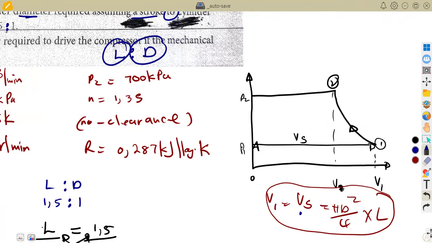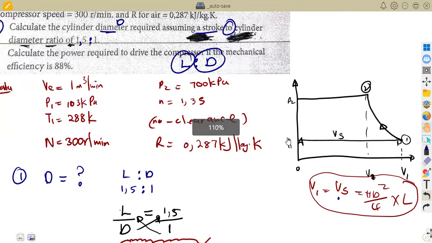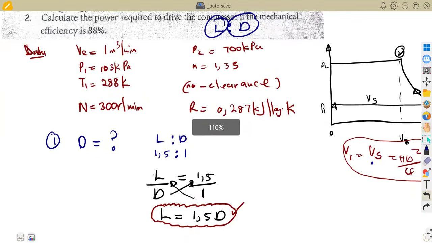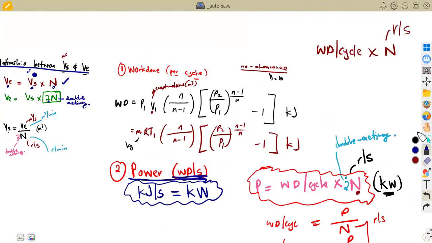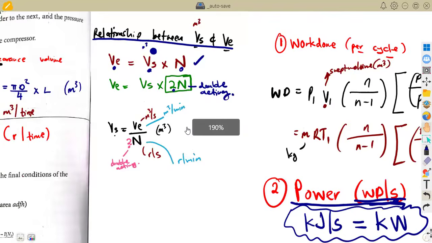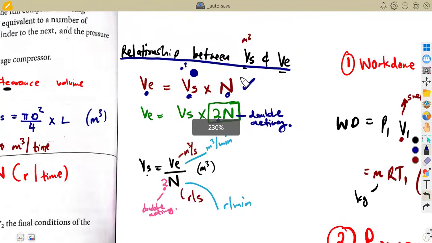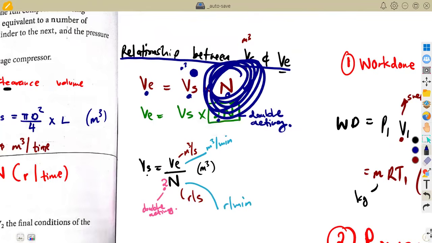So we need something that is not there. So where can we have VS? We go back here now. The relationship between what? The relationship between VE and VS. I talked about that. Let us go back here on our introduction. I said that the relationship that we have between VE and VS is this one. These two can be connected only by the speed.